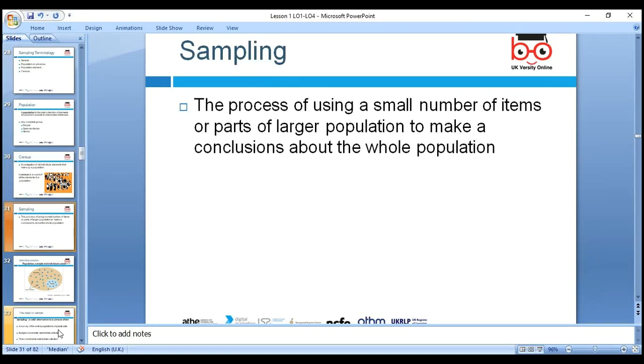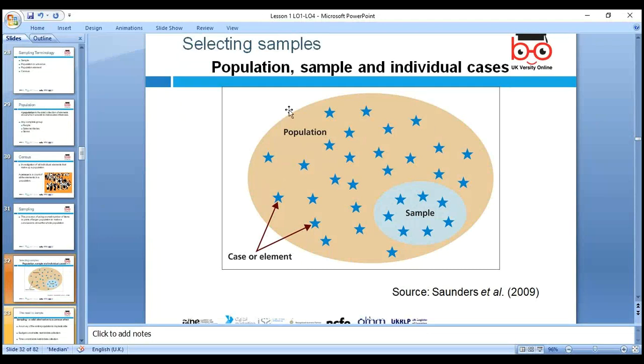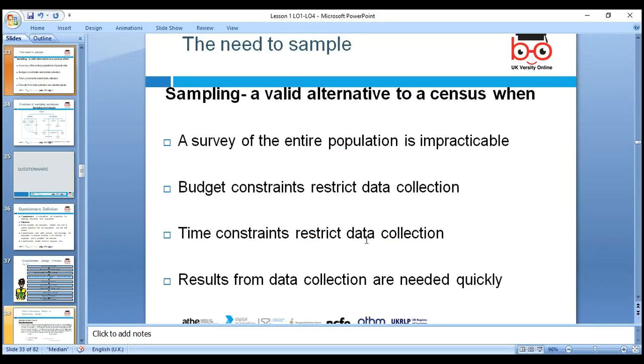Okay, sampling is the process of using a small proportion of the population. So like here, we have a population and you can pick the sample. Sampling is a valid alternative when a survey of the entire population is impractical, because of the time constraint and cost. So what we can do is use the sample.